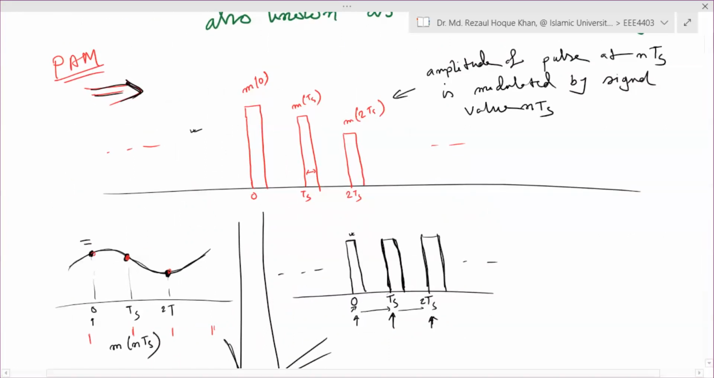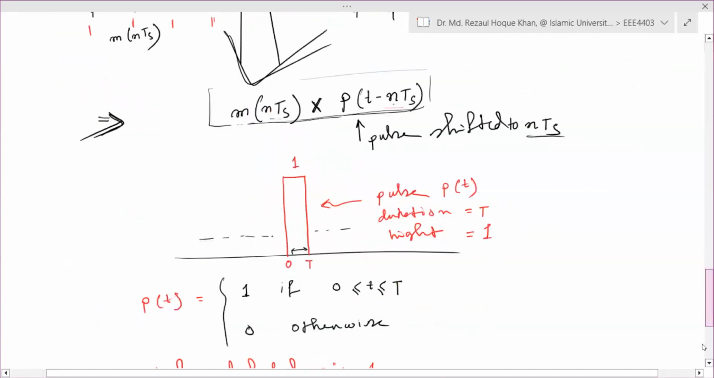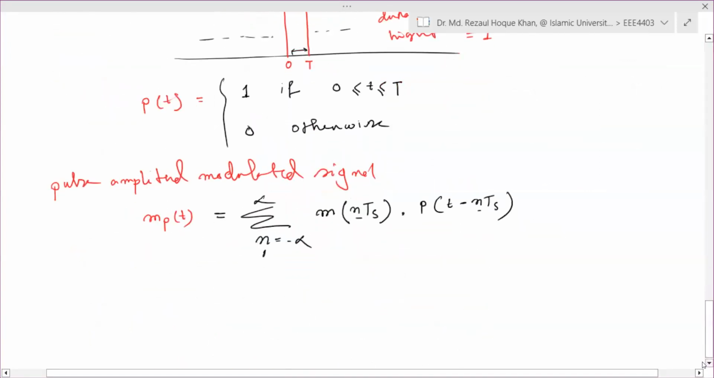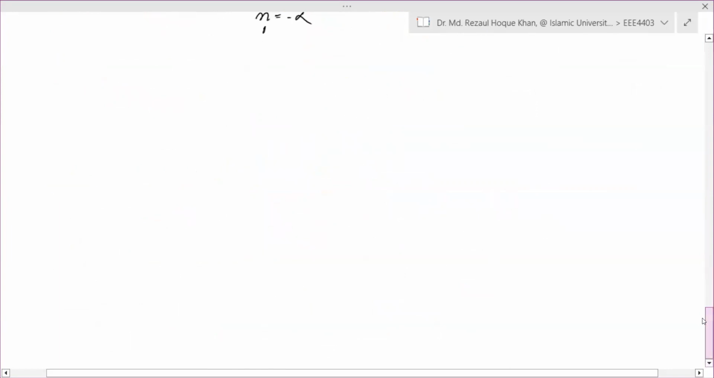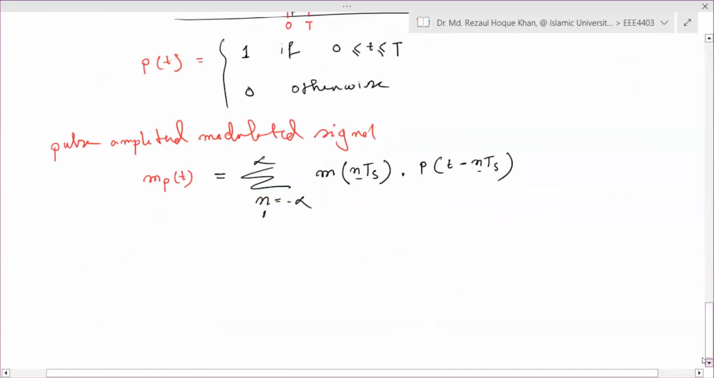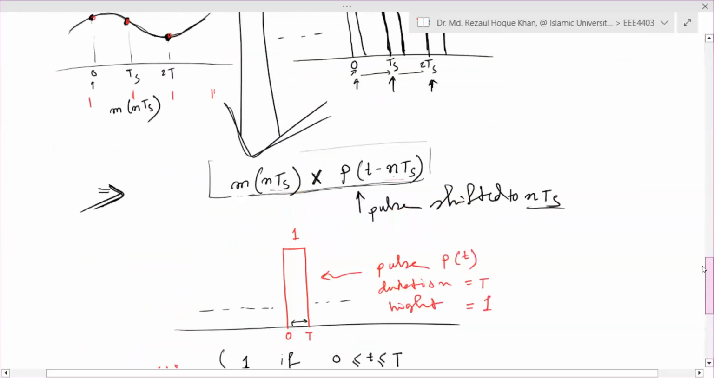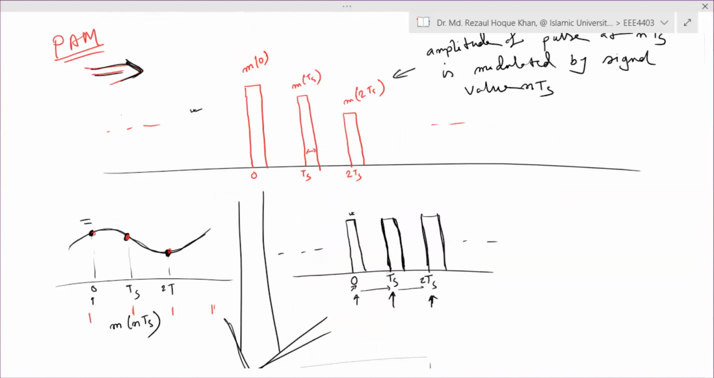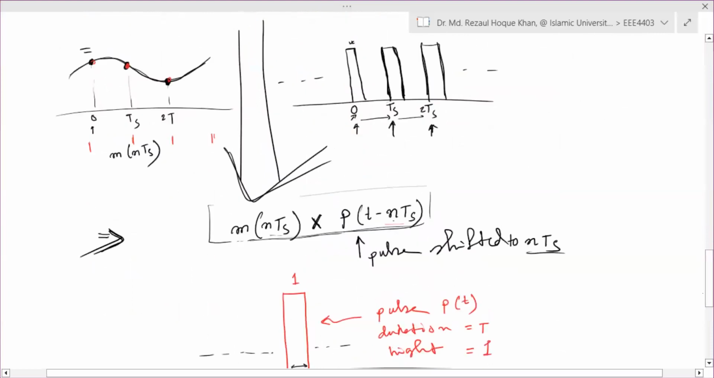Okay. So this is how we actually express our pulse amplitude modulated signal, like a stream of pulses. Now, for every nTs, let us think of this signal and how it was created. This signal is actually the pulse amplitude modulated signal, which is expressed by this equation.